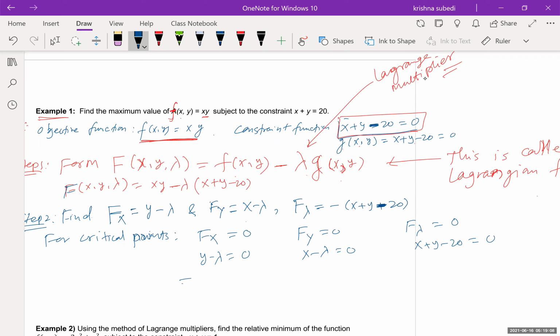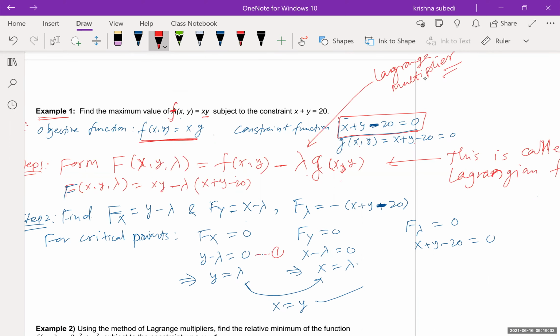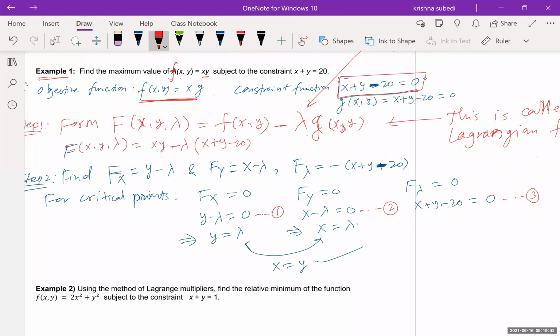From this one, you will get y equals lambda. From this one, you will get x equals lambda. If you combine them together, you get x equals y. Does that make sense? Now, you substitute. All we need to do is solve these 3 equations. So this is equation 1, this is equation 2, and this is equation 3. You can solve these 3 equations the way you want. I think the easiest is that from here we get y equals lambda, x equals lambda, so it tells us that x and y are equal.